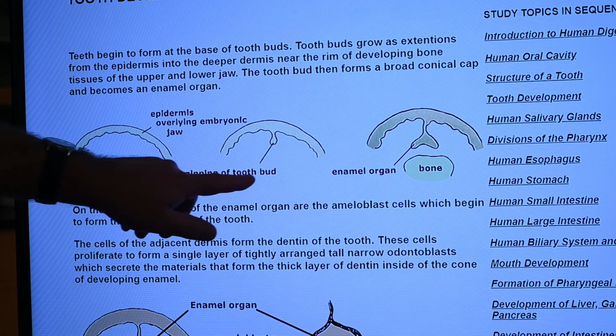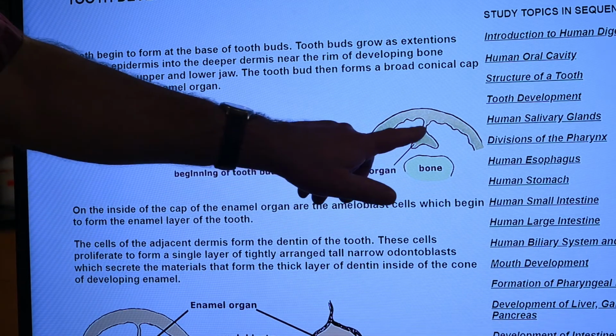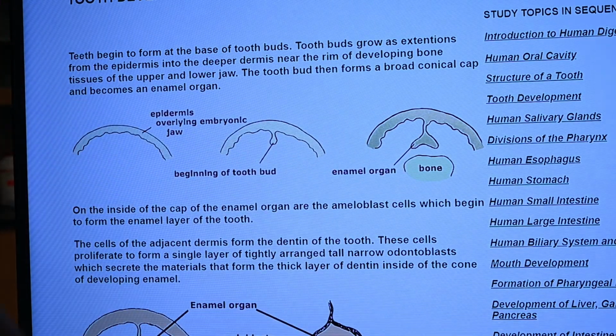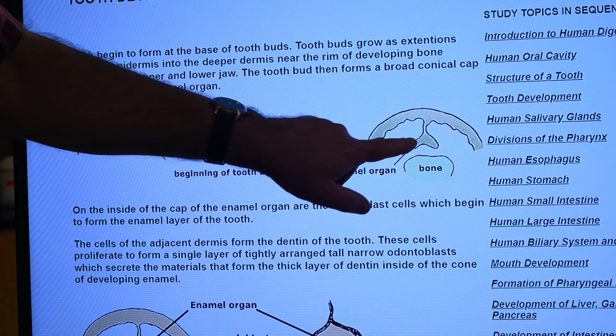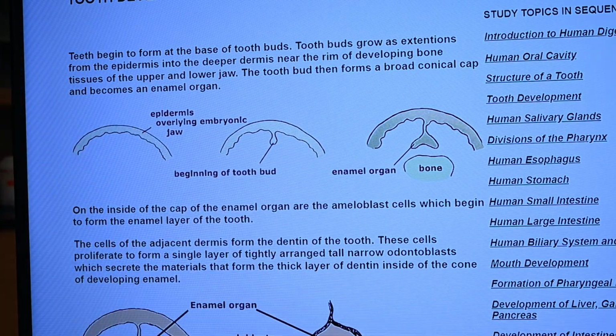So this is the beginning of a tooth bud, and here it is a little better formed in the next view. And it has a little tag that comes down from the top, and then it spreads out to form what's called an enamel organ above the developing bone of the jaw here. So at first we have a tooth bud that forms an enamel organ.